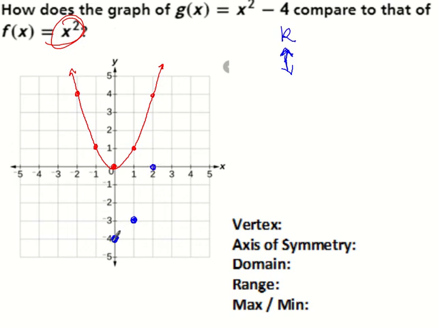But it also just shifts it so that it's basically the same distance away from my vertex. This point is 2 away, 4 away. If I check, this point is 2 away, 4 away. So it doesn't change how wide or how compressed or stretched it gets. It just changes where my vertex is. Whoop, there we go. So the vertex is now at (0, negative 4). The axis of symmetry is still right here at x equals 0.